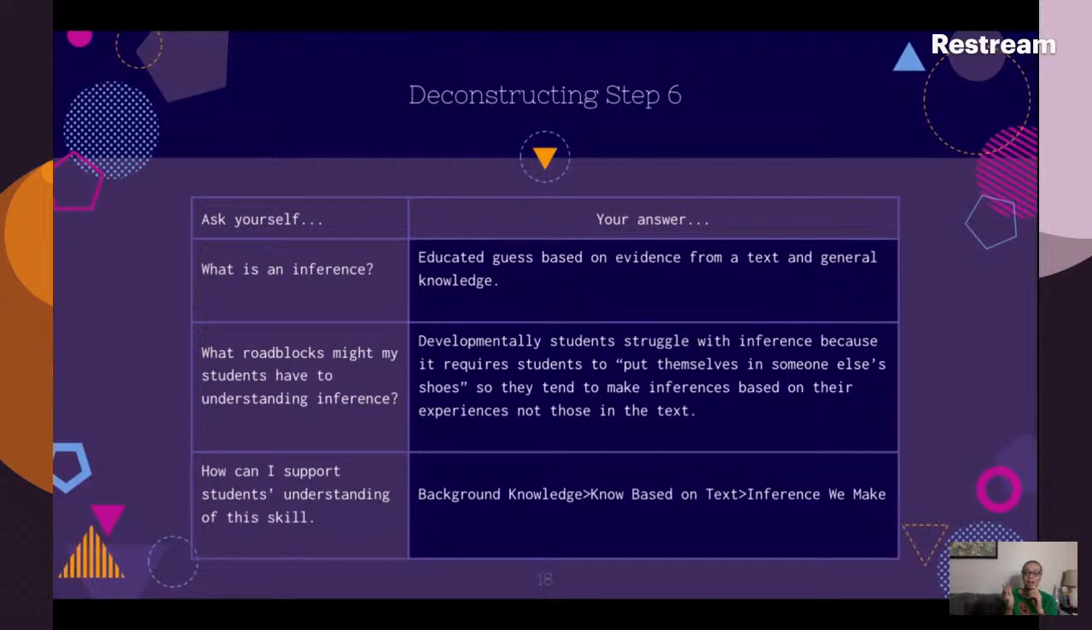After I ask myself what an inference is, or what the skill looks like and means, I start thinking about what roadblocks my students have in understanding this inference. Once you start thinking about roadblocks, you might think about additional skills you'll need to teach in order to get kids to master inference. You might say, oh, no problem, it's a logical assumption. That's what I'm calling it right now, but I know there are all kinds of definitions. You have to think about your background, about what you're pulling from a text, and put yourself in somebody else's shoes in order to make an inference.